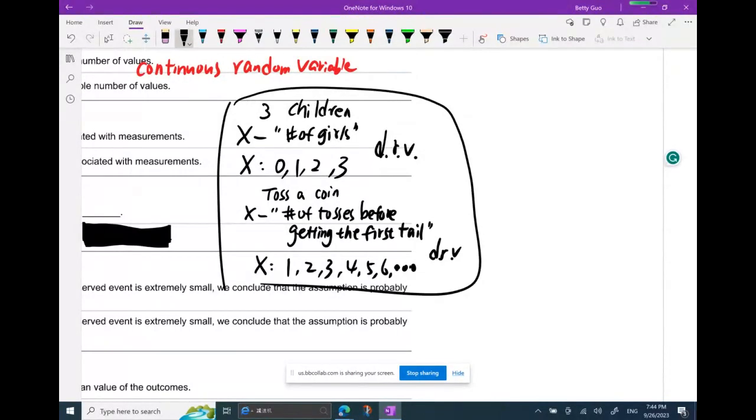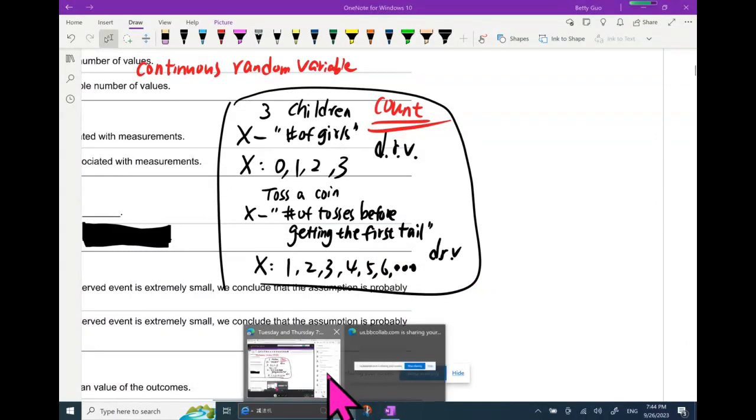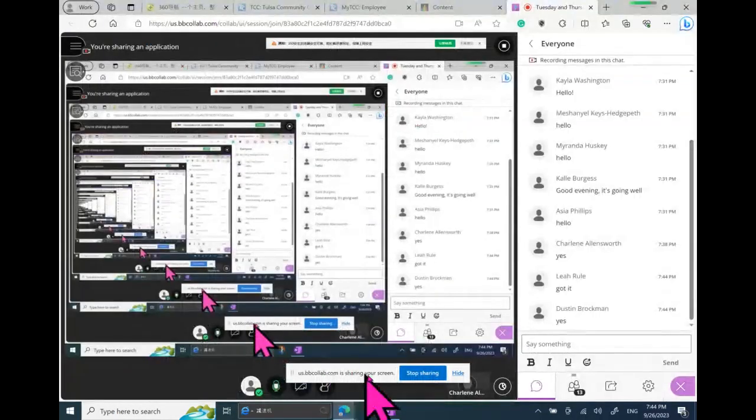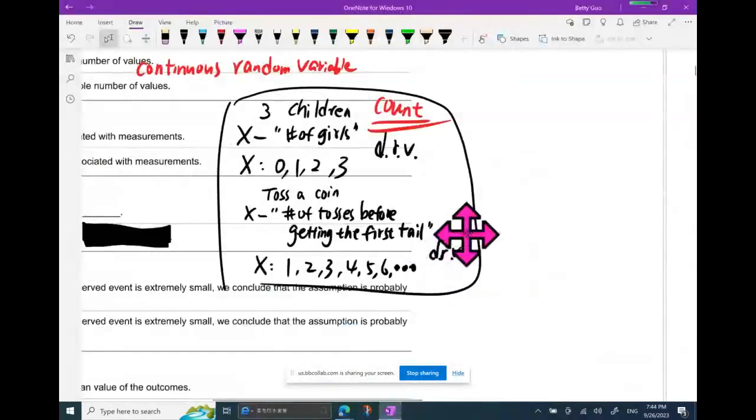Mainly, it is counting. So here x is used to count. Am I clear about the definition, the meaning of a discrete random variable? Okay, thank you. And what about a continuous random variable?